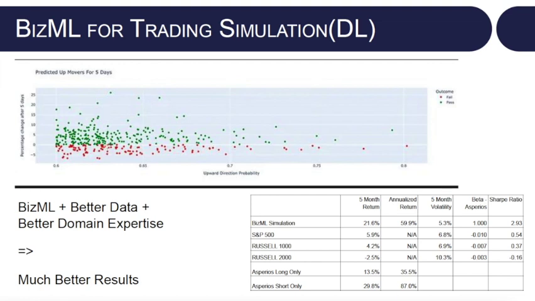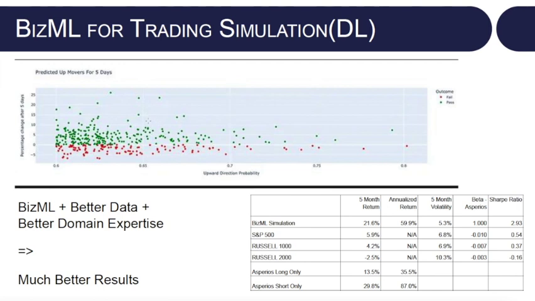And not only that, the magnitude of change in the direction it was predicted, i.e., up, was much higher than in the opposite direction. So when we use BizML to select long positions and short positions over a 5-day trading window, we got much better results than the stock market. The returns were much higher, and the risk adjusted returns were much higher.